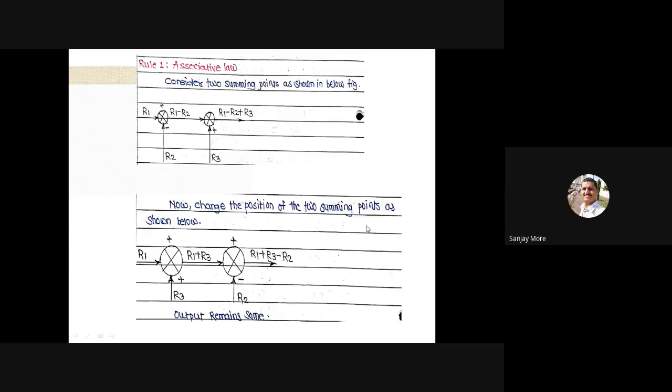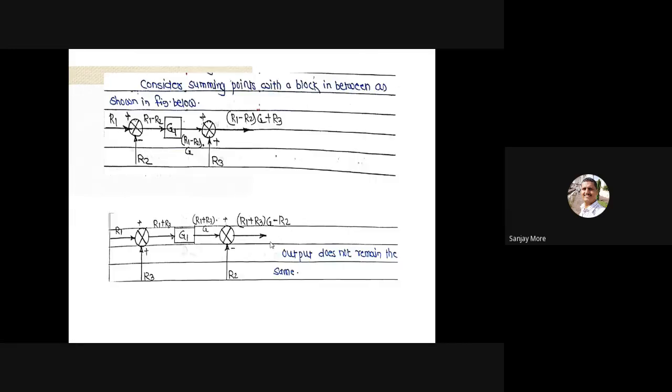Now change the position of the two summing points as shown below. R1 plus R3, where R1 is plus and R3 is also plus, then R1 plus R3. Then the next summing point: plus R2 minus, R1 plus R3 minus R2. The output remains the same. This is the associative law.